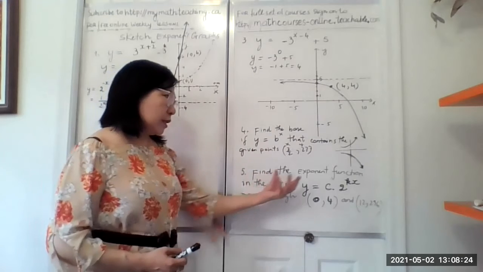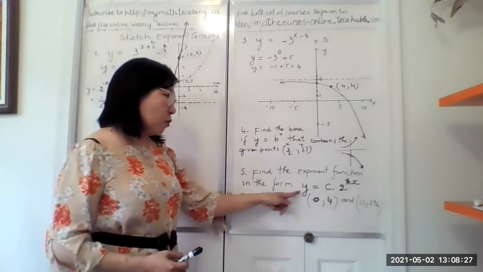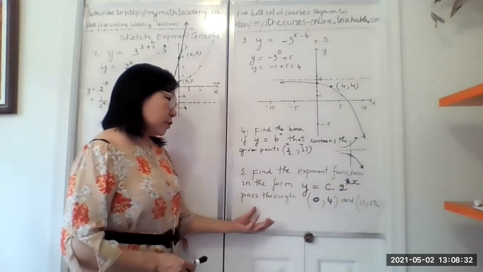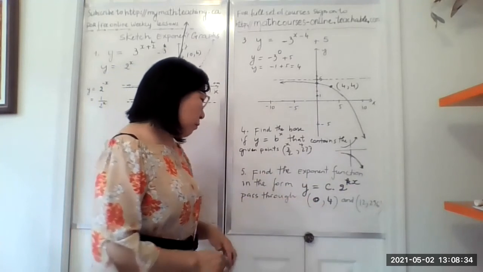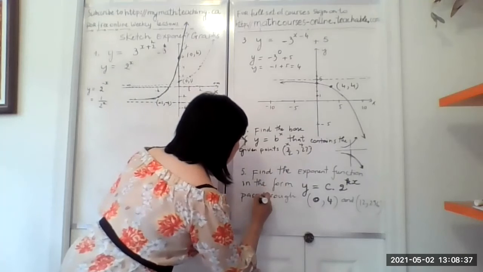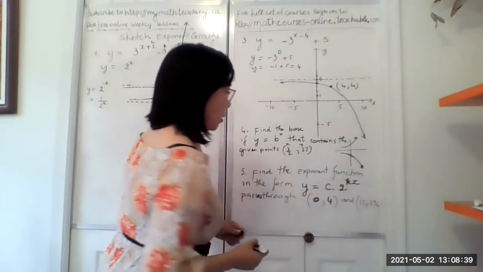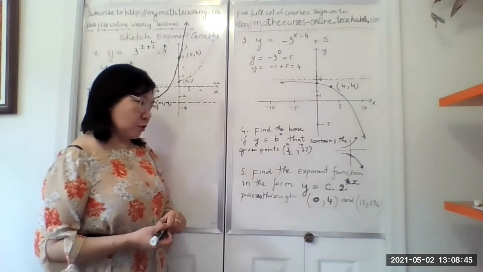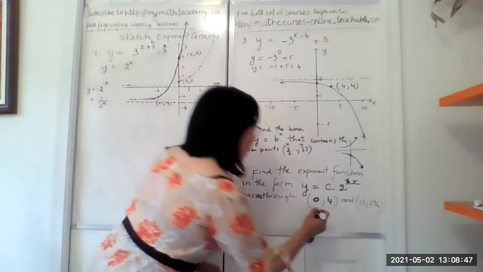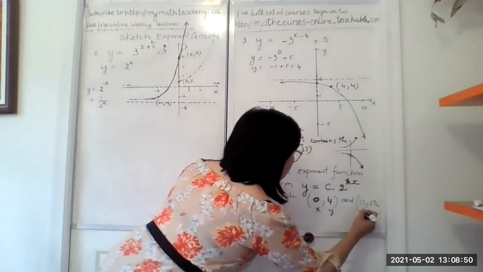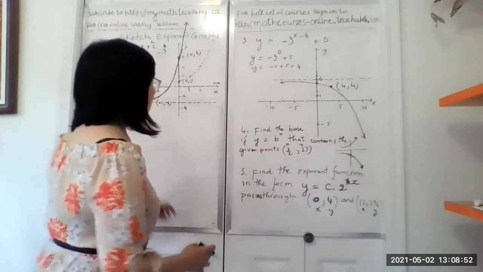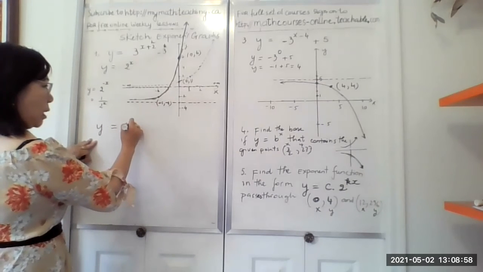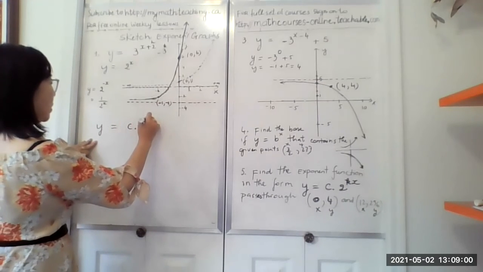So let's say, find the exponential function in the form y equals c times 2 to the power kx that passes through the points (0, 4) and (12, 256). So how are we going to answer this question? Now notice these are the x and y coordinates for each point. So all we do is substitute into the equation. We have the equation y equals c times 2 to the kx.